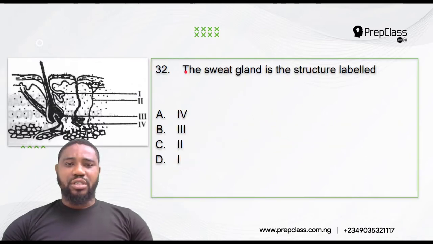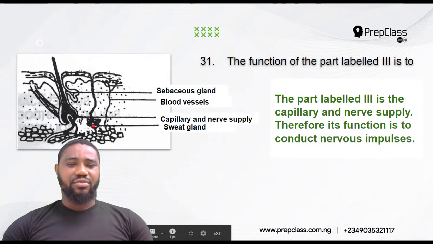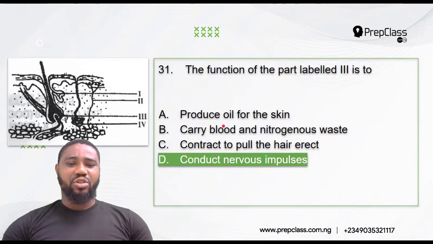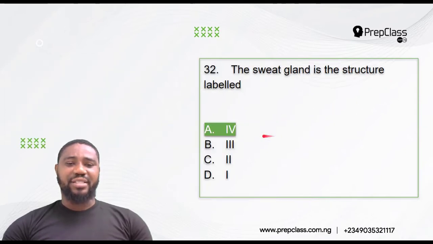32. The sweat gland is the structure labeled, of course, you know I've labeled it before, the structure labeled 4. You see here, 4, sweat gland. So our answer is A, 4. The structure labeled 4 is the sweat gland.